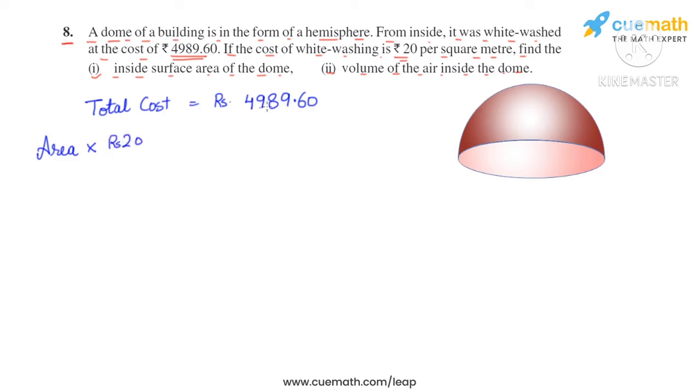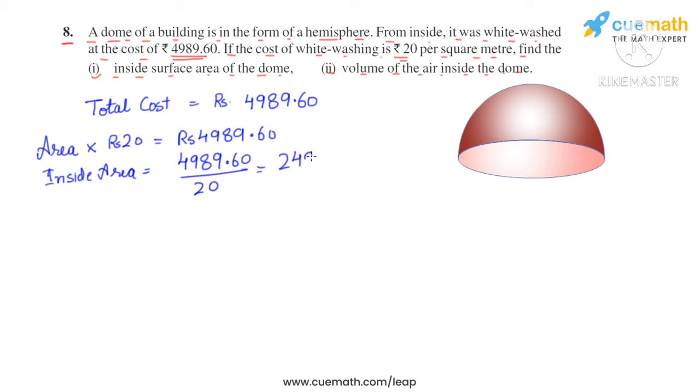If you multiply this, we will get the total cost. It means this should be equal to rupees 4989.60. Now to find the inside area, I'll write inside area here only. So inside area will be equal to 4989.60 divided by 20. 20 goes in the denominator. So we'll get the answer 249.48 square meters. So this is the inside area of the dome that was whitewashed.